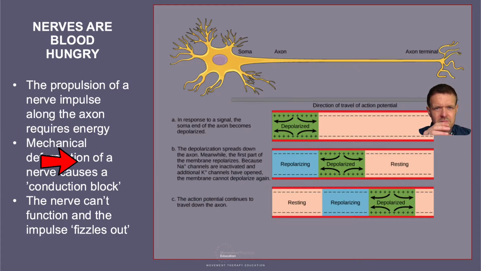If we've got this mechanical deformation of a nerve, then, remember that rock on the guy rope, it can cause a bit of a blockage of these nerve impulses. So what can happen is the nerve function doesn't happen properly, and basically the impulse doesn't really go along the nerve. It kind of fizzles out. Because there's a compression or some kind of irritation to the nerve, it's like when you set a firework off and it's wet and it just fizzles out. So it doesn't fire properly.